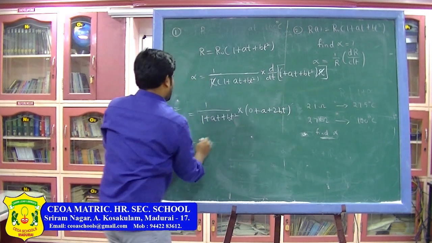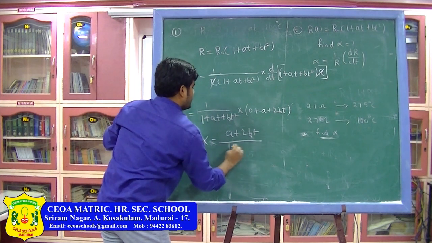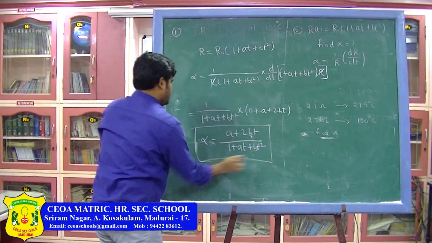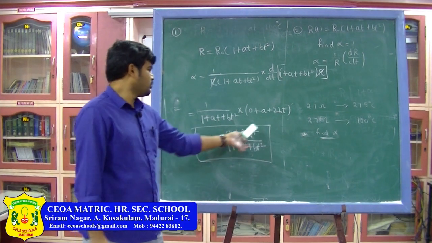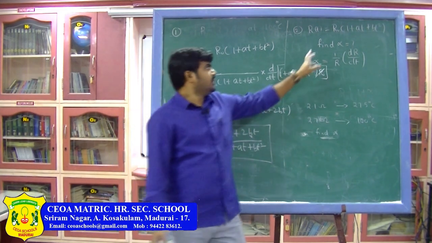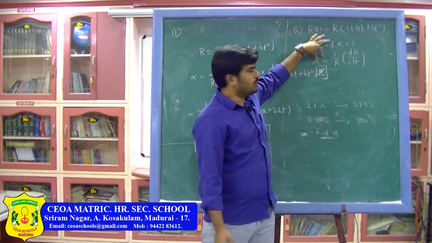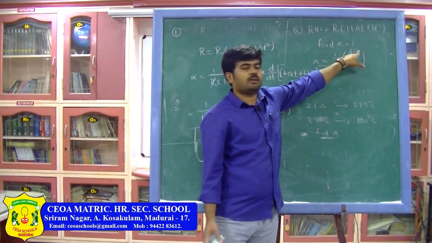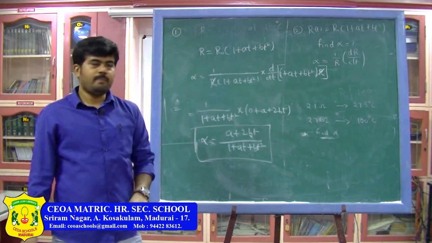So now the alpha value is equals to A plus 2BT divided by 1 plus AT plus BT square. So this is the expression for the temperature coefficient of resistance in terms of temperature, that is A plus 2BT divided by 1 plus AT plus BT square. So, when resistance is given as a function of temperature, if you want to find alpha value, just follow this method. Alpha is equals to 1 by given resistance into differentiation of R with respect to temperature, you will get the required answer. Now, let us discuss one more problem.